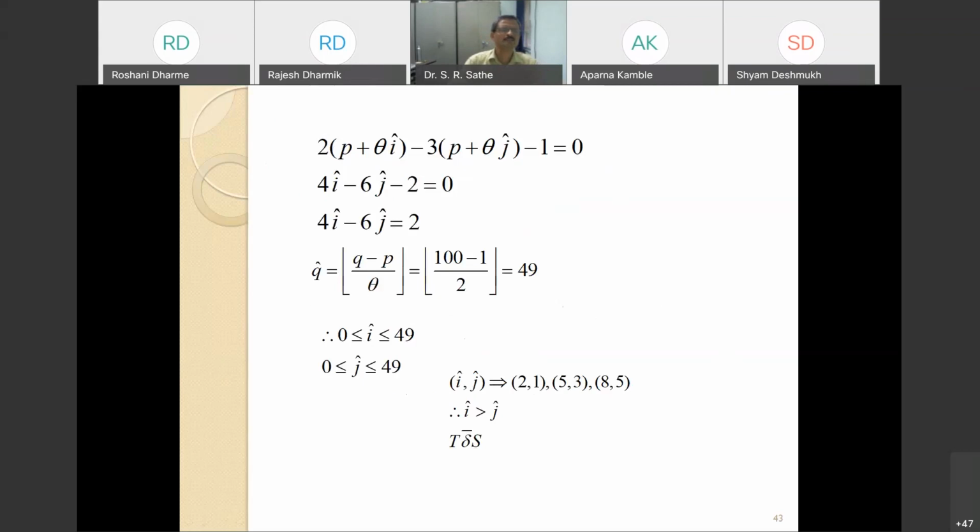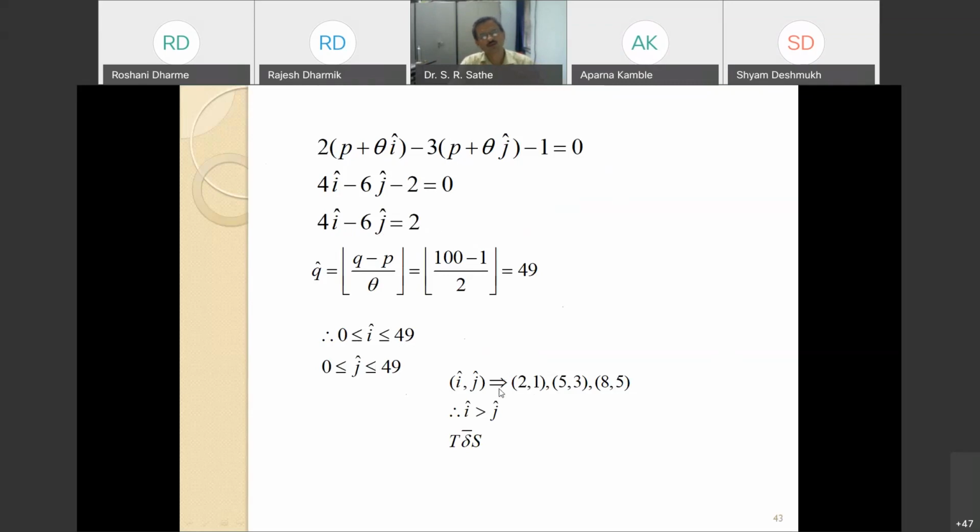Simplifying this, you get the equation 4i caret minus 6j caret equal to 2. And what is q caret? It is the floor of (Q minus p) by theta, which is 49. So I caret and j caret have bounds from 0 to 49. What is one solution to this? Take I caret equal to 2 and j caret equal to 1, so it is 8 minus 6. Another solution is I caret equal to 5, j caret equal to 3, so it is 20 minus 18, that is 2.